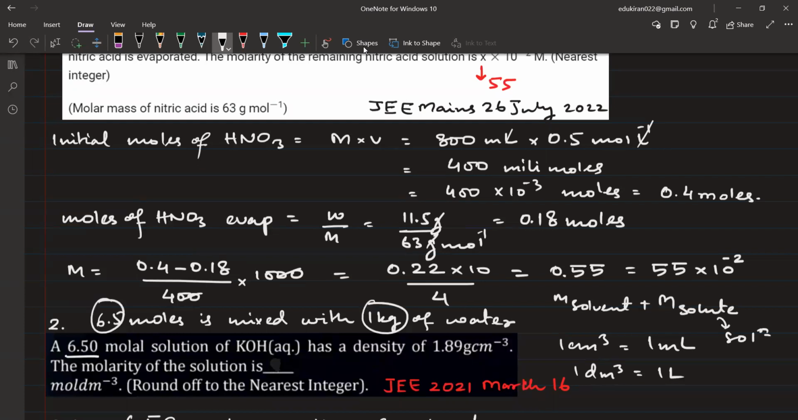The mass of solution. Once you get the mass of solution, you will convert the mass of solution to volume. Once you get the volume, you have the number of moles, which is 6.5, and you divide by that volume. So take the mass of solvent as 1000 grams. The mass of solute is 6.5 into the molar mass of KOH. Then from that mass of solution, you convert to volume using the density. Once you have the volume, you already have the number of moles. Number of moles divided by volume gives the molarity.